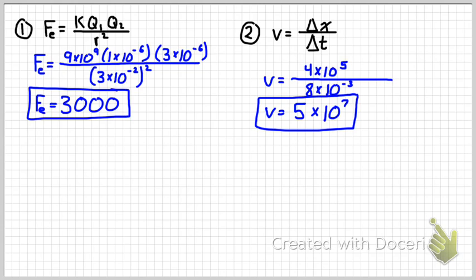What you do need to be aware of is that sometimes on multiple choice style questions, the format may not be up to you. So you need to be able to recognize that 5 with 7 zeros behind it is the same as 5 times 10 to the 7.